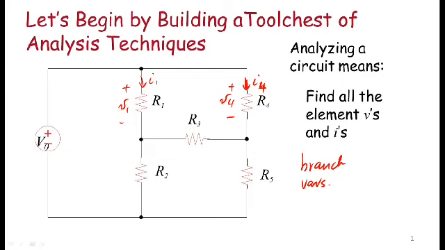So as another example, I can define the element values for the voltage source. The branch variables here would be V0 and a current I0 going here, and so on and so forth, and I can do the same for all the elements. So analyzing a circuit really means go find all the element V's and I's for the circuit.